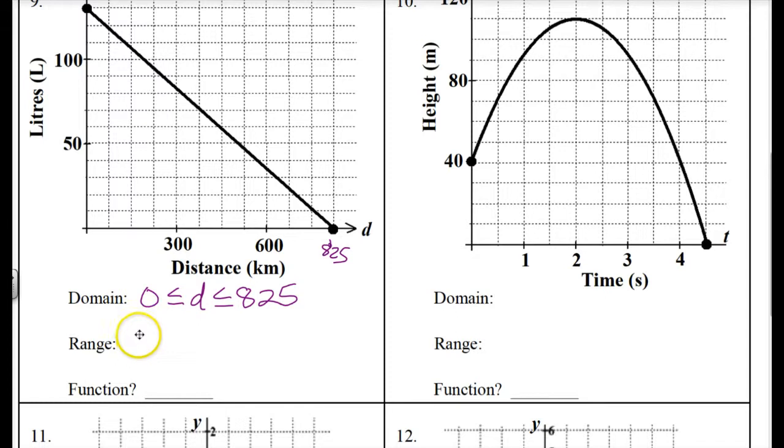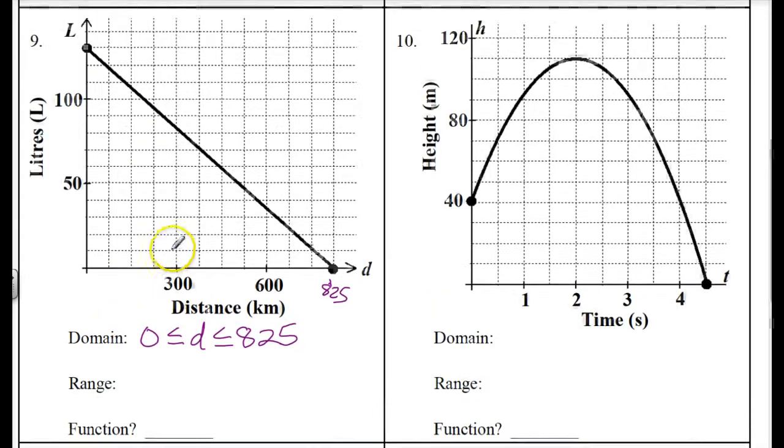And our range, which is liters, so let's just see, do we have a capital L? Yes, we do. So what's our scale here? It looks like tens. 10, 20, 30, 40, 50, 100, 110, 120, 130. So smallest value first, 0, less than or equal to L, less than or equal to 130. Function? You betcha. Yes, it is, since any given distance will only have one number of liters associated with it.